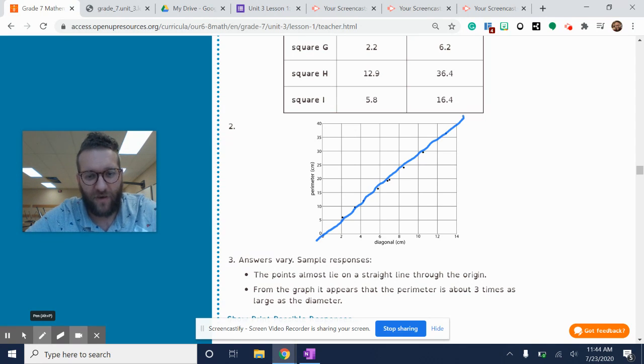We also know that this line would go through the point 1, 2.8, so it goes through right about the point where x equals 1 and y equals 2.8. So guys, hopefully you can see this as a proportional relationship, because the diagonal of a square is in a proportional relationship to the perimeter of a square.